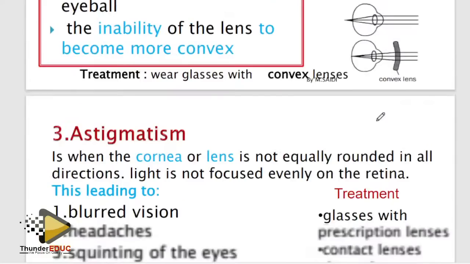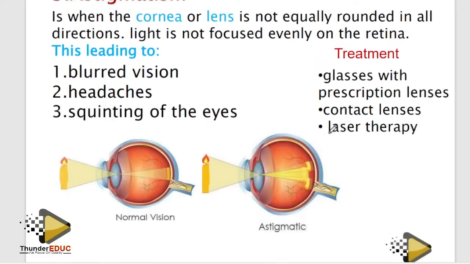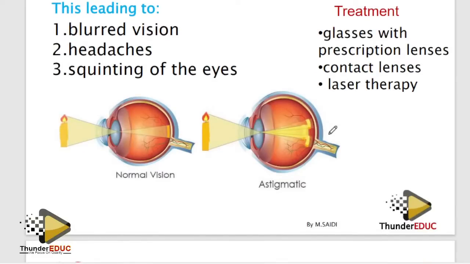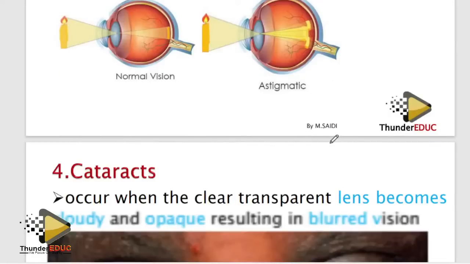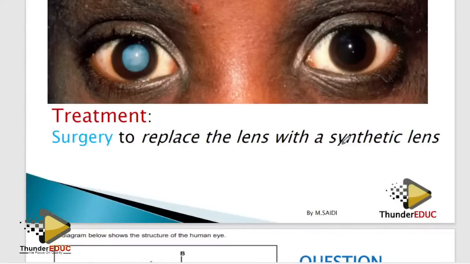And then astigmatism, you have to put on glasses which are prescribed by the doctor, and you can also do laser therapy. You go for real surgery. If you watched Final Destination, that one was doing the laser therapy, and then Final Destination came. Anyway, treatment for cataracts, which is cloudy lens: surgery, or you replace it with a synthetic artificial lens, a lens which has been made in the lab, or from the factory.